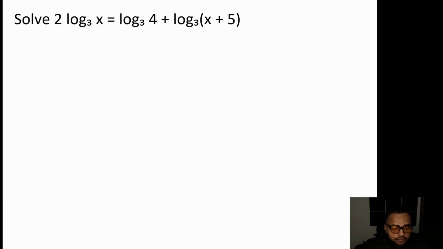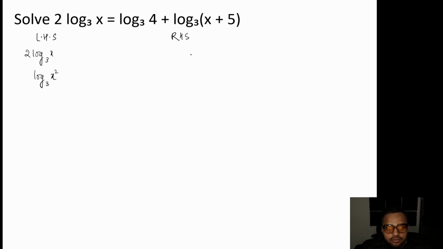Now the next question which I have taken, student, is: solve 2 log x base 3 equals log 4 base 3 plus log (x plus 5) base 3. This is a good question. So first what we'll do, if I talk about the left hand side, it will be 2 log of x base 3. Now applying the reverse of power law, it could be written as log of x square base 3. Okay, so our left hand side is done, student.